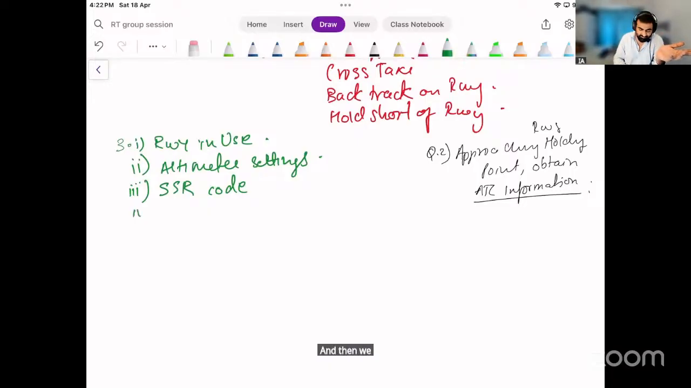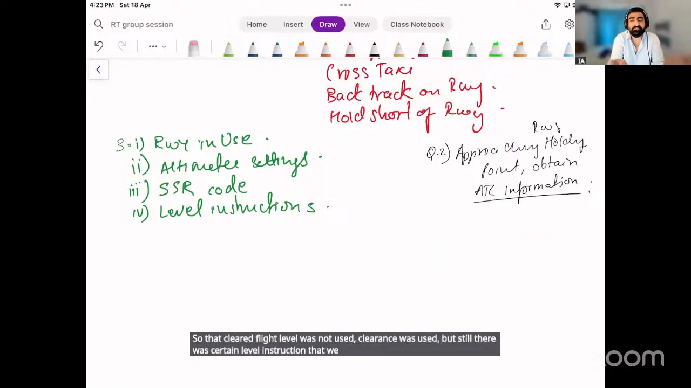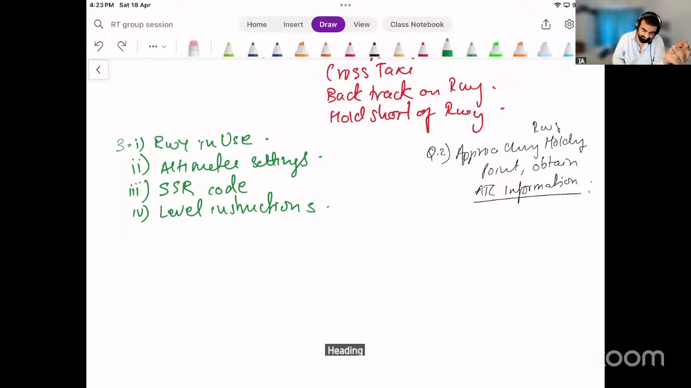And then we also have a lot of things like level instructions. This is very important. Level instructions mean vertical changes, flight levels, altitude: leave this for that, maintain that. We saw return to clearance in the first session when we were talking about ACAS RA, TCAS RA. There, cleared flight level was not used, clearance was used, but still there were certain level instructions or level updates that we have to give. Then we have heading and speed instructions.